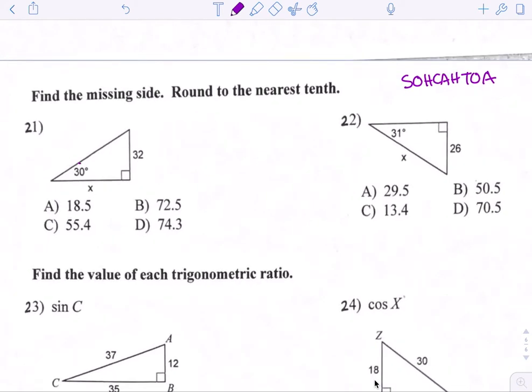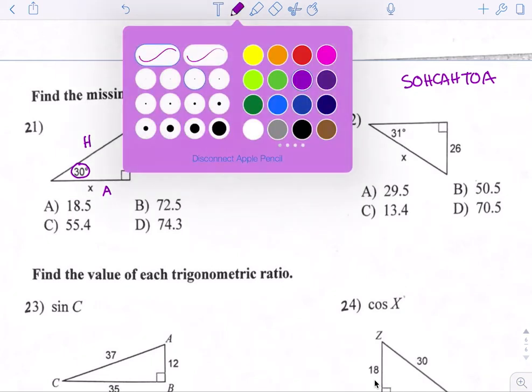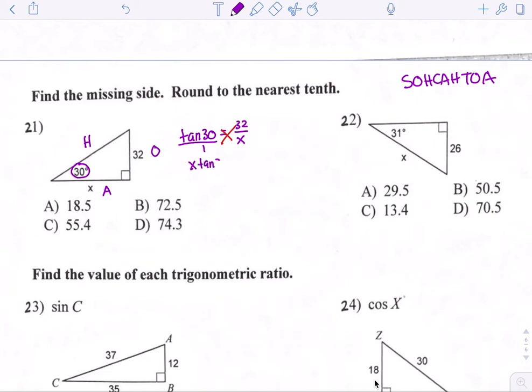So here's this angle. In the perspective of this angle, this is the opposite, this is adjacent, and this is the hypotenuse. There's information at O and A, and the only one that uses O and A is tangent. So tan of 30 is equal to 32 over x. We are going to cross multiply. So x tan 30 is equal to 32. Divide both by tan 30. X is going to equal 32 divided by tan of 30.